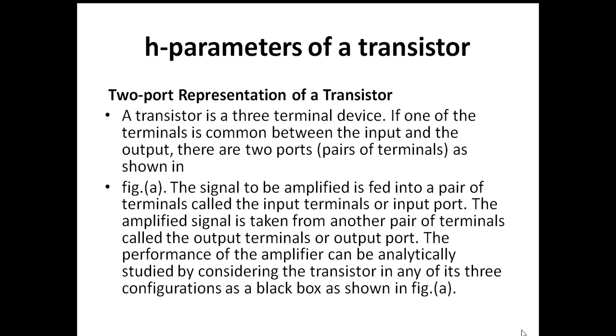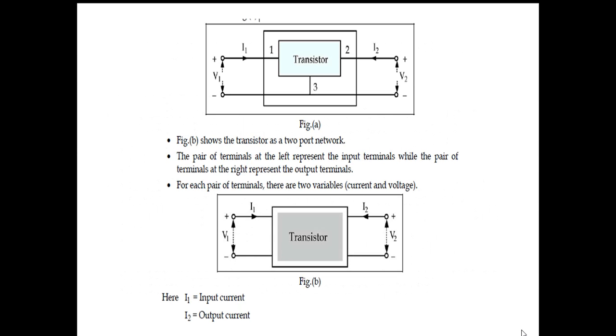A two-port network is a network which has two ports. One is the input port and the other is the output port. The input port consists of two terminals, which are the input terminals. The output port consists of two terminals, which are the output terminals. Here is the two-port representation of a transistor. Figure A shows the two-port network.